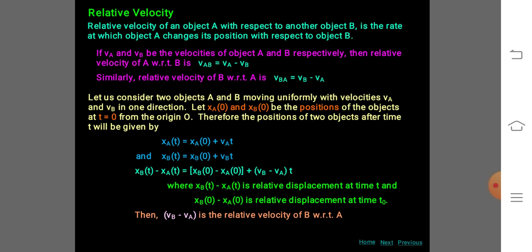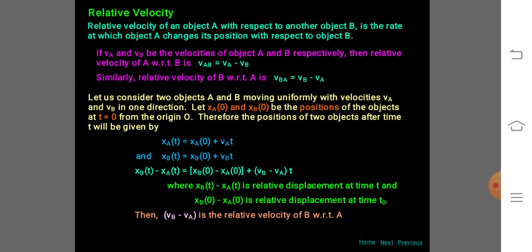Therefore, the positions of the two objects after time t are given by two equations. The first equation is xA(t) = xA0 + vA·t, and the second equation is xB(t) = xB0 + vB·t. Now we subtract equation 1 from equation 2. So what will it be? xB(t) − xA(t) = xB0 − xA0 + (vB − vA)·t.